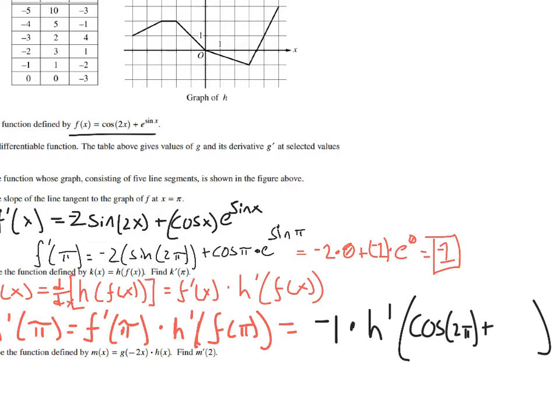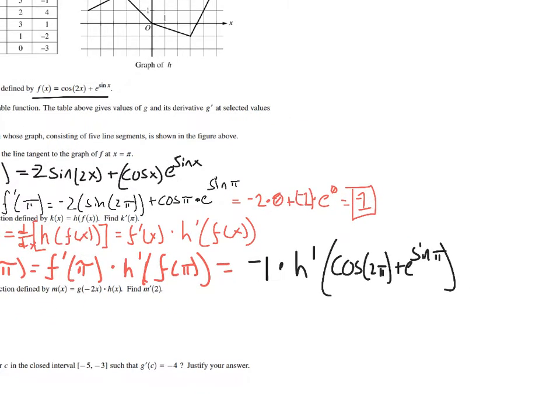2 pi plus e to the sine pi. Okay? And so, let's see, what does this come out to be here? Cosine of 2 pi is 1 plus, and the sine pi is 0. So this is e to the 0, so this is 1. So this whole thing is 2.